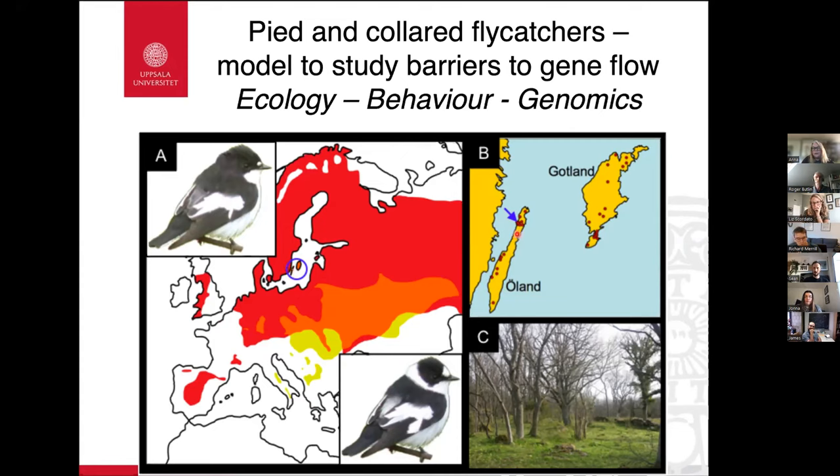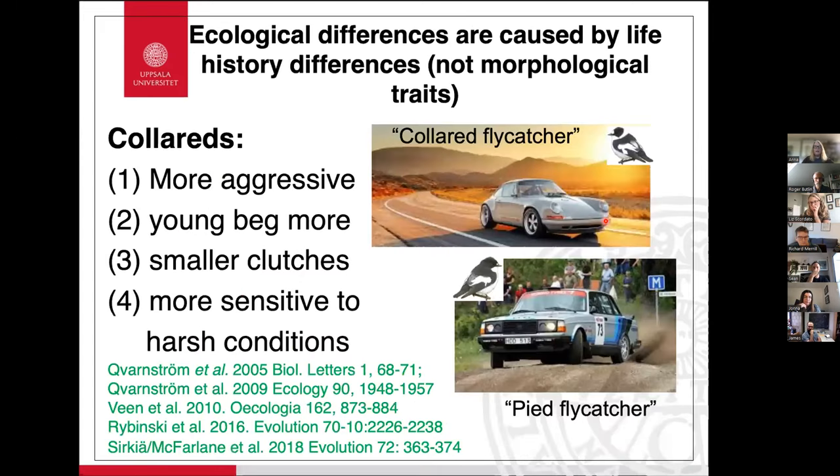So the red dots here represent nest box areas, so it's easy to collect information on these birds. Both species prefer to breed in deciduous forest, but collared flycatchers are a little bit more aggressive, so they tend to displace pied flycatchers from the more preferred areas. And this is one of the important ecological differences between the two species, actually.